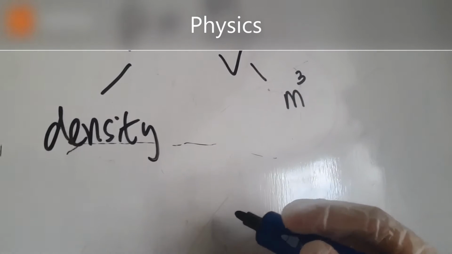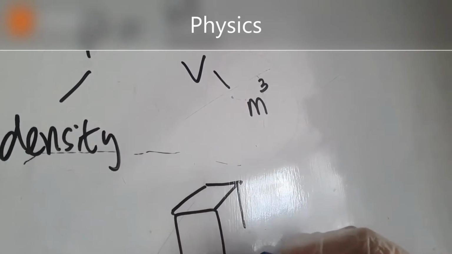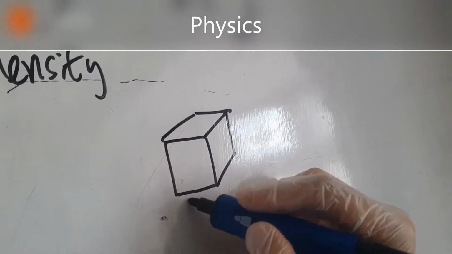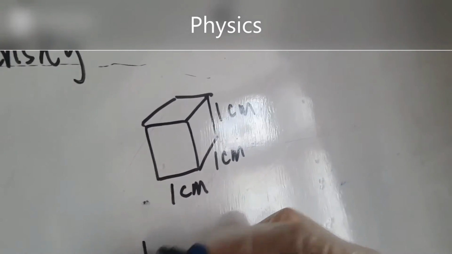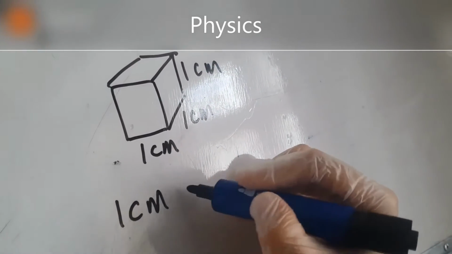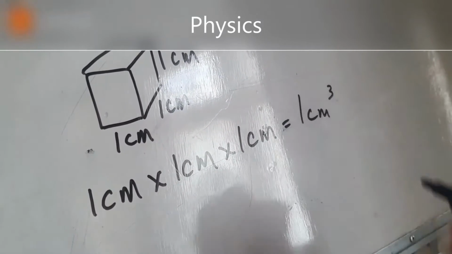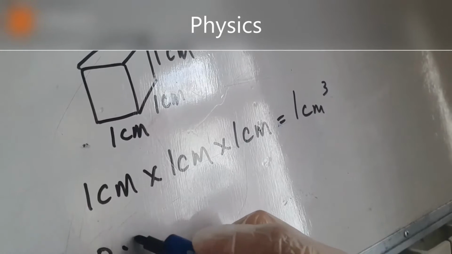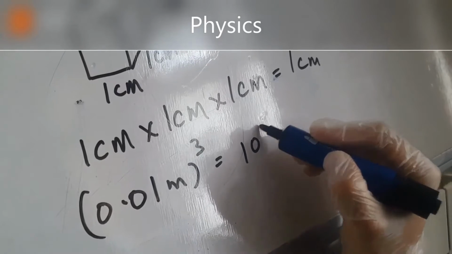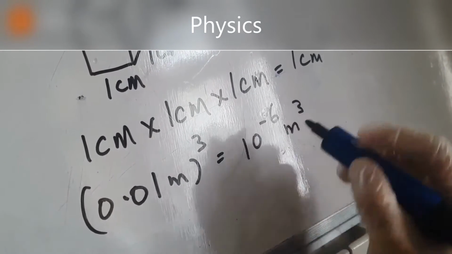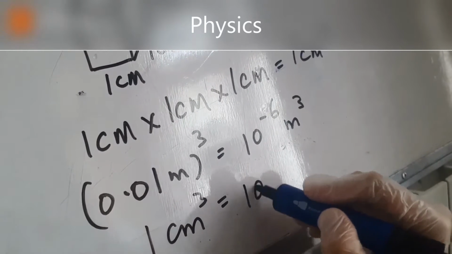Now let's do some conversions. If you imagine a cube with the side 1 centimeter, that means the volume will be 1 centimeter cubed. However, let's convert each of those centimeters to 0.01 meters. Because we're converting each of those lengths into meters, we multiply each of those three lengths together, so we get 0.01 meters all cubed. Because we have 0.01, that is 10 to the minus 2. 10 to the minus 2 all cubed makes 10 to the minus 6. So the conversion is that 1 centimeter cubed is 10 to the minus 6 meters cubed.